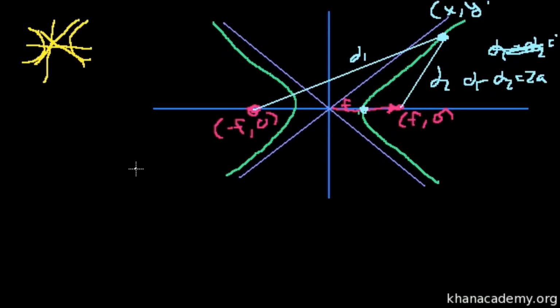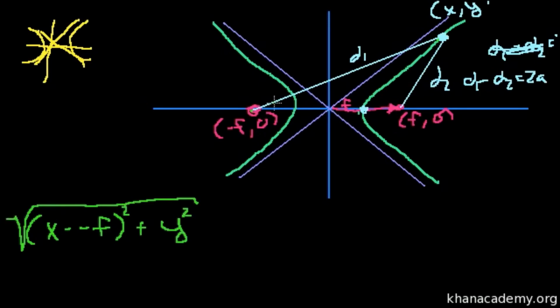just using the distance formula. So what's d1? d1 is the distance between this point and this point, minus f comma 0. So we just use the distance formula, which is really just the Pythagorean theorem. So it's the x distance, x minus f squared, plus the y distance, y minus 0, so that's just y squared. Take the square root of that. So that's d1 right there.